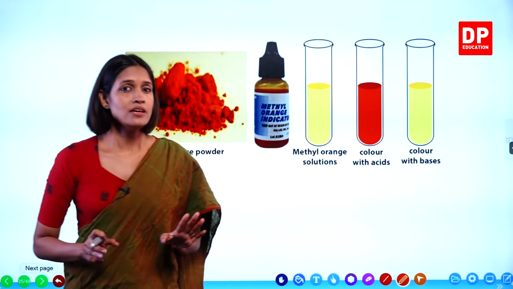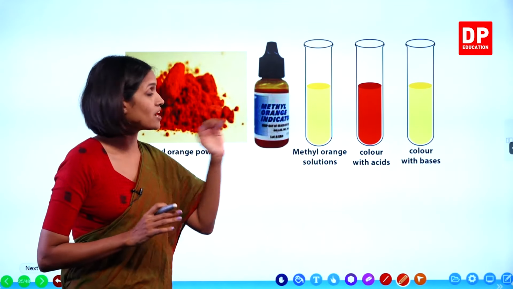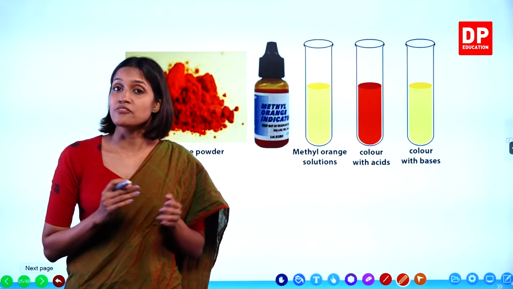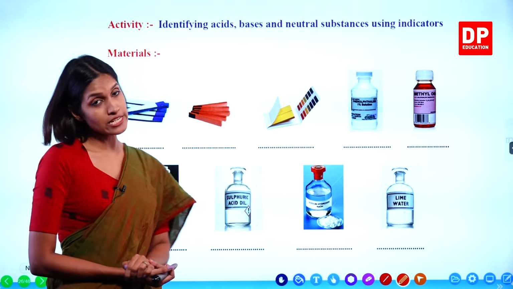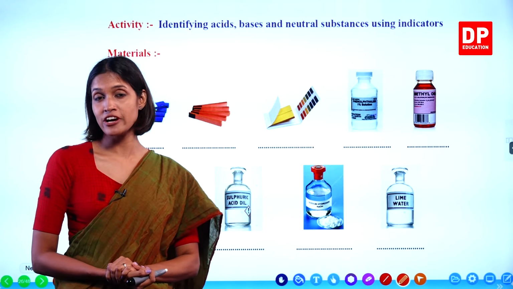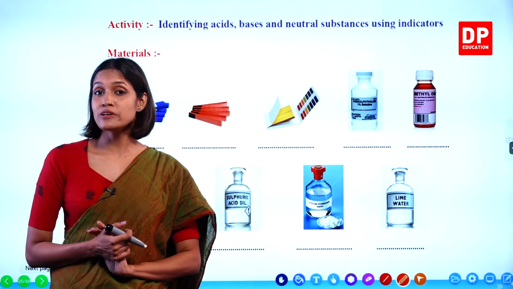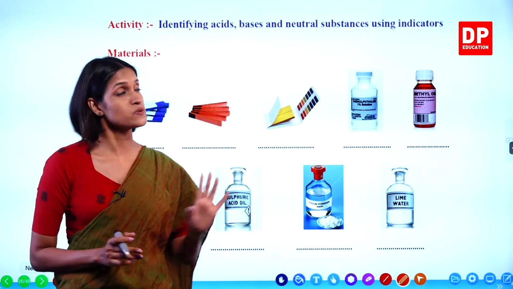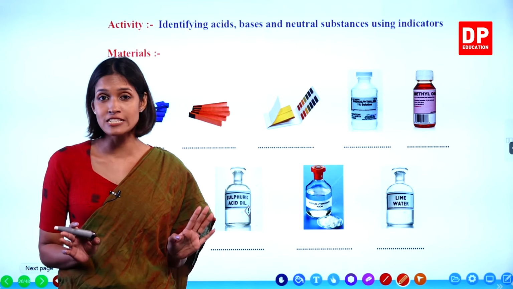Understand, children? Now we are going to do an experiment using these different types of indicators that we can use in the lab. Activities: identifying acids, bases and neutral substances using indicators. So this time we are going to use the indicators that we can find in the lab. So you are very familiar with these type of experiments now. We did a lot of experiments using the indicators that we can prepare at home, which means natural indicators.